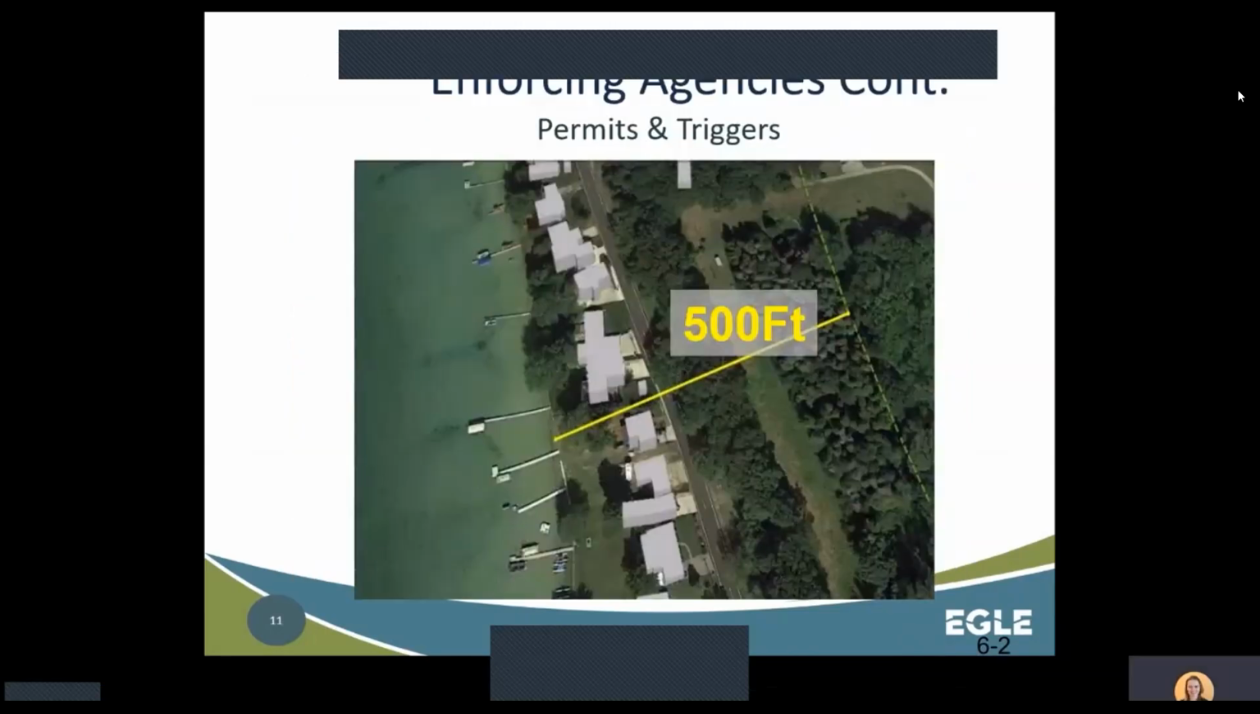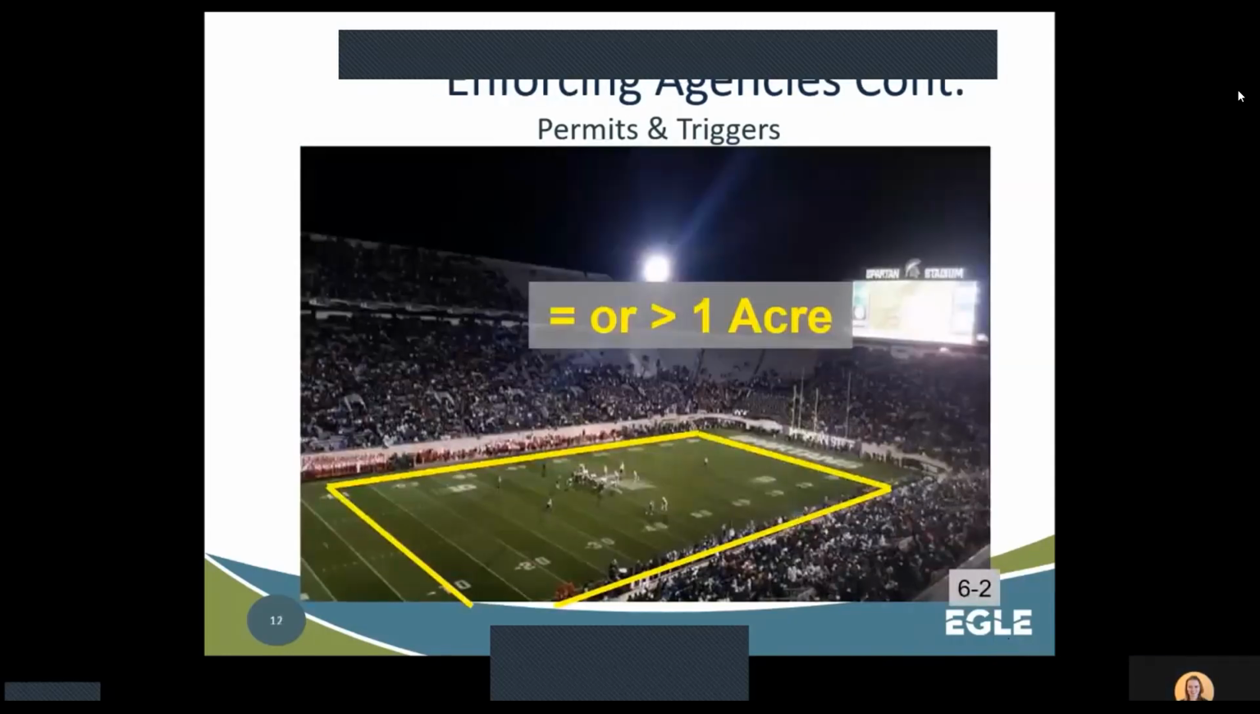SCSC permits are required when an earth change takes place within 500 feet of a lake or a stream. A lake is defined as 1 acre of open surface water, and a stream is defined by definite bed and banks with visible evidence of continued occurrence of water. A permit is also required for work 1 acre or more in size. As you can see in the picture for reference, an acre is almost the size of a football field.